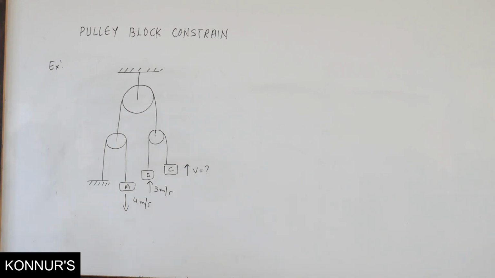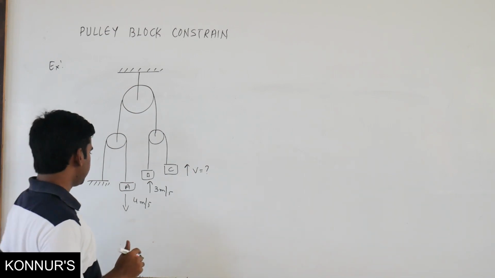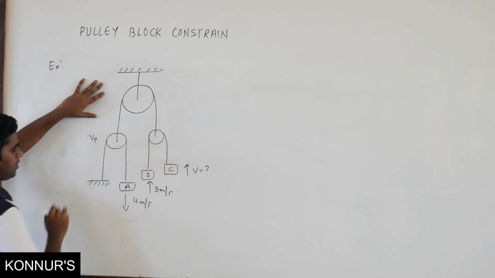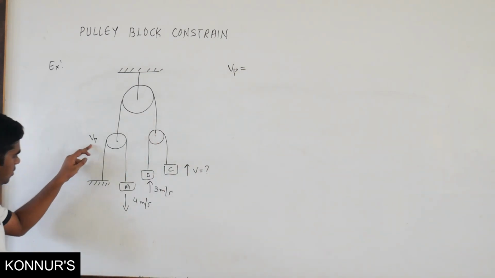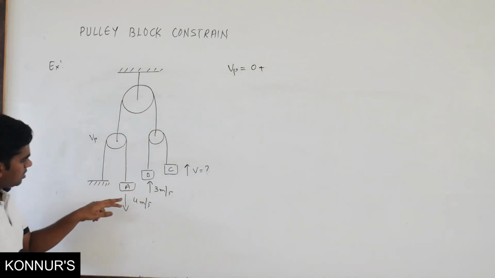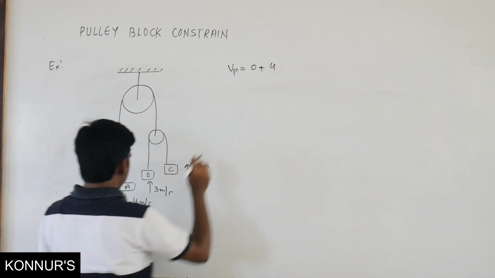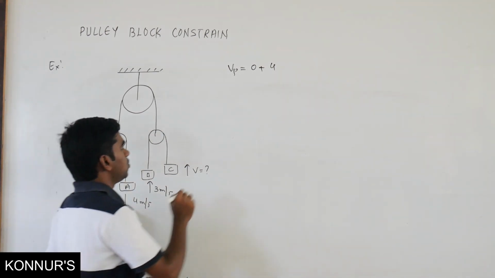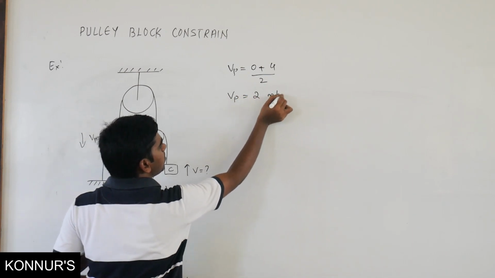So how can we solve this one? Apply your pulley method. We'll see whether pulley method will work or not. First connect here. This is a pulley. So you can take the velocity of pulley. Velocity of pulley here is equal to velocity of this one, 0, plus velocity of A. Velocity of A you can take as 4. I am not taking negative sign, all I am taking in downward direction only. So 4 divided by 2. So Vp becomes 2 meter per second.